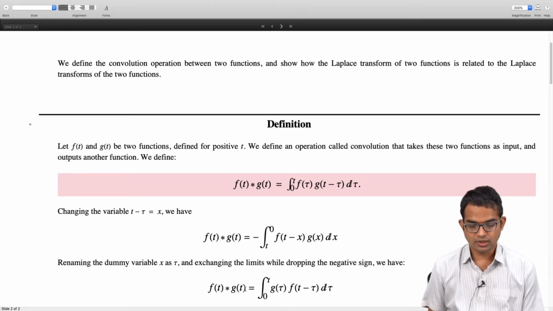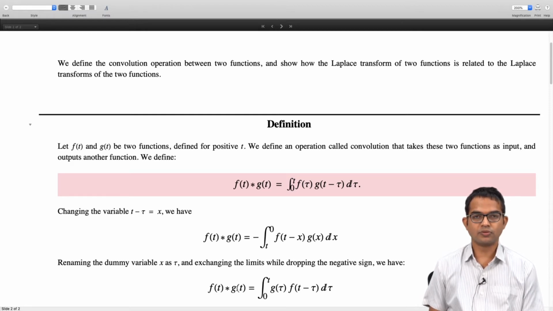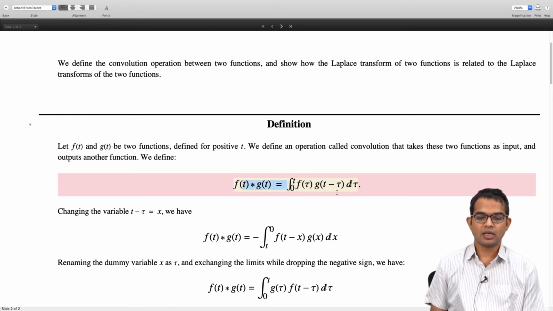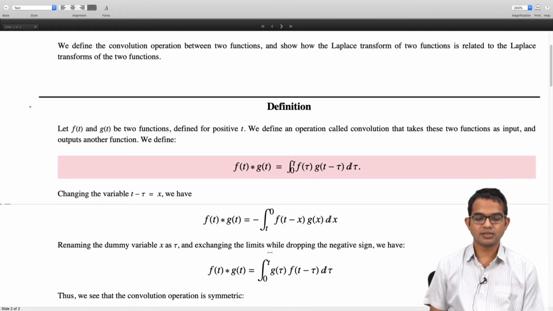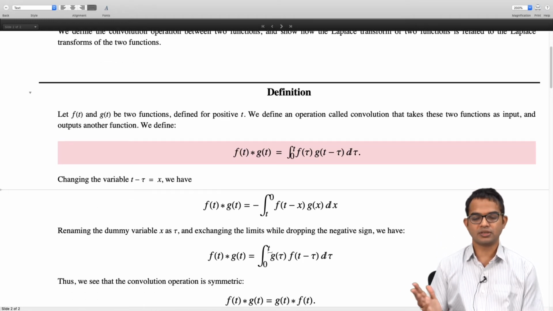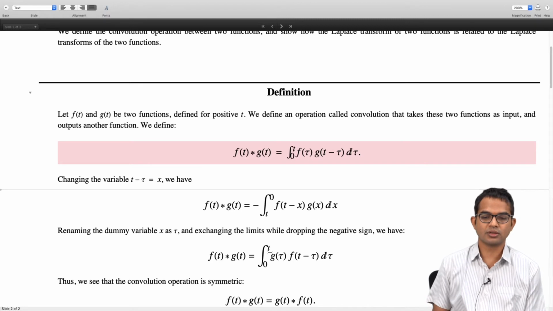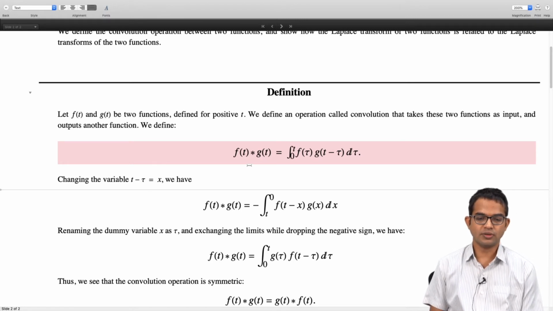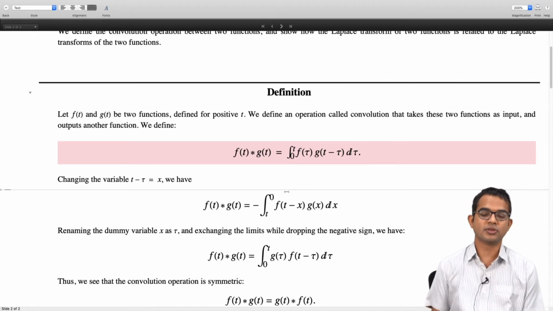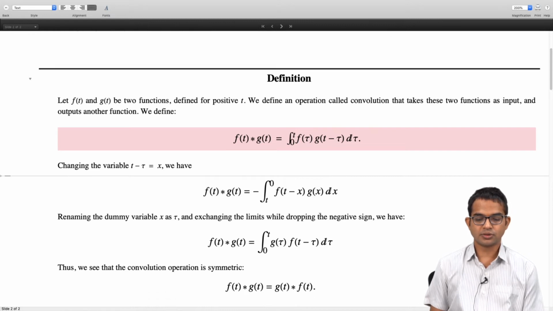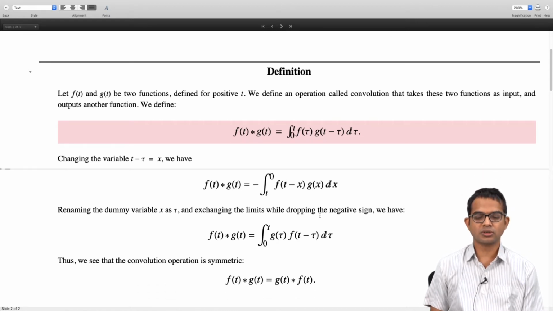So you see that this is as if you have reversed the roles of f and g compared to this definition. Therefore, indeed, f of t star g of t is the same as g of t star f of t. It's completely symmetric, so there is no issue with this definition. So this is an operation which takes two functions f of t and g of t and gives you another function. And so why would we bother doing something so complicated?